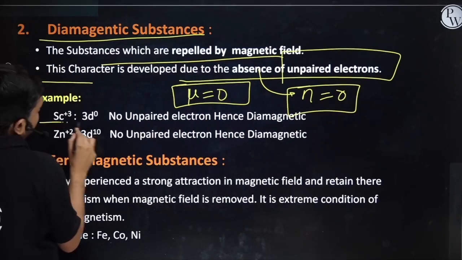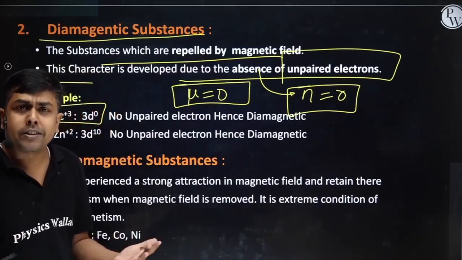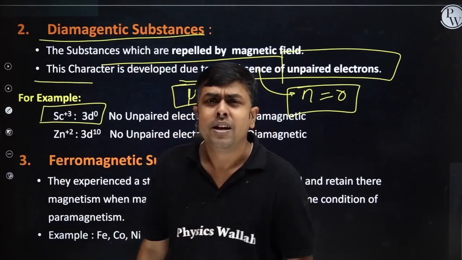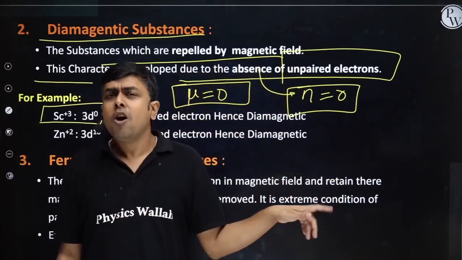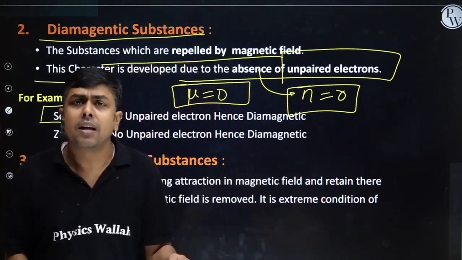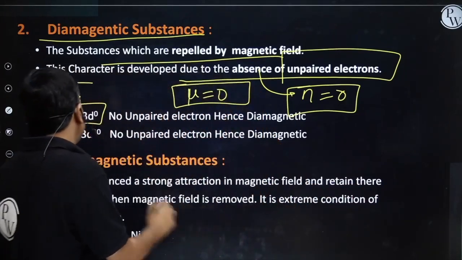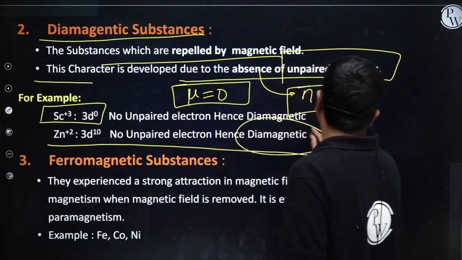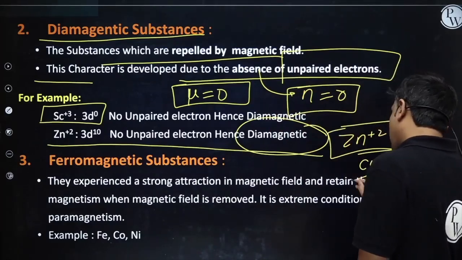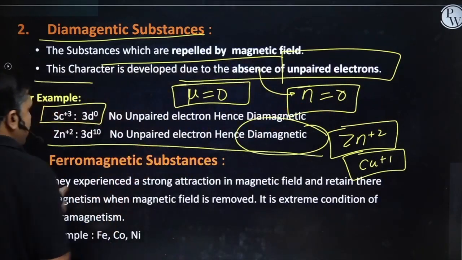Scandium plus 3, 3d0. No electron in the (n-1)th d subshell. Magnetic moment zero. So scandium plus 3, paramagnetic or diamagnetic? It will have a diamagnetic behavior. Zn+2, 3d10, completely filled. All the electrons are paired. Number of unpaired electrons? Zero. If n equals zero, mu equals zero, and the substance will be diamagnetic. So zinc plus 2 is a diamagnetic substance. Copper plus 1, copper in plus 1 oxidation state: diamagnetic. Am I clear? Now, next one.